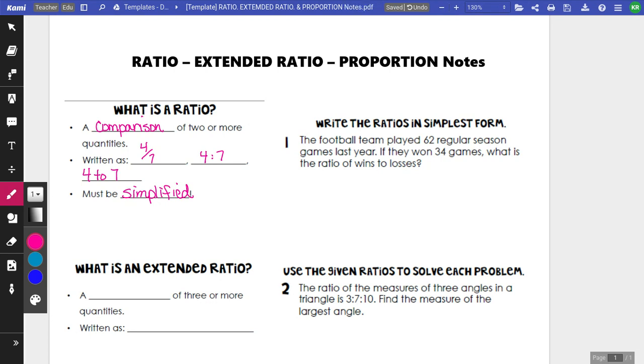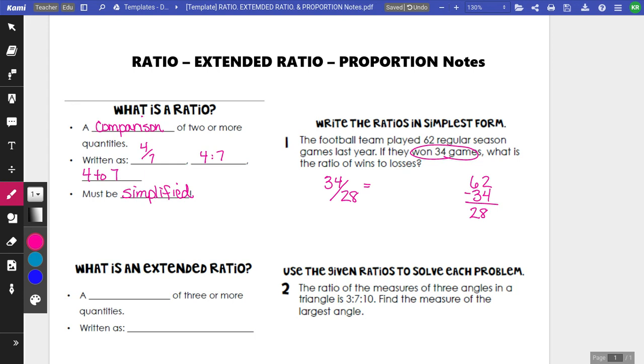Okay, number 1, the football team played 62 regular season games last year. If they won 34 games, what's the ratio of wins to losses? Okay, so they won 34 games, so that's their wins. And then you're comparing it to their losses. Well, they don't tell us how many losses they have, but they did play 62 games. So if we take 62 games, we subtract the 34 games that they won, then 28 games were their losses.